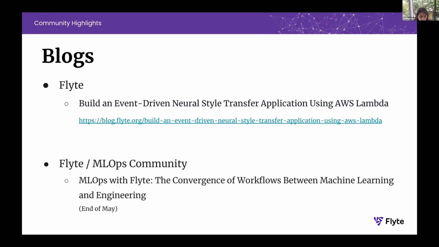We've also been busy publishing a few blog posts in the meantime. Samita has published one on how to build an event-driven neural style transfer application with AWS Lambda. Really cool blog, a neat example of using Flyte with Lambda. I encourage you to check that out. And we also have an upcoming MLOps talk with Flyte going over the convergence of workflows in machine learning and engineering. That'll be later this month.